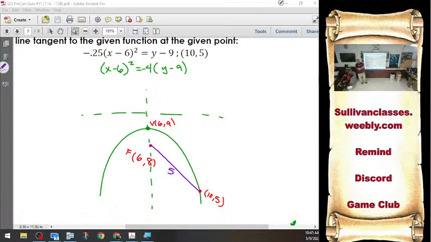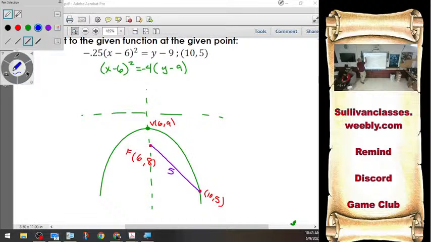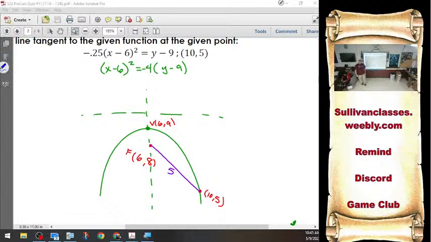3, 4, 5 triangle, or distance formula, I don't care. So here's the real question, what do I do with that? Remember, I can now go 5 north to find my directrix, but this isn't asking. I already know where my directrix is going to be. I'll just go 1 above my vertex. I need to go from the focus to find that magic point.